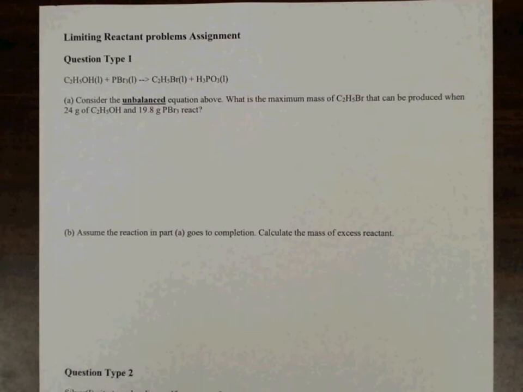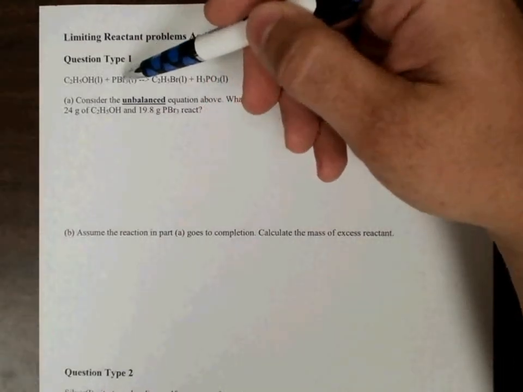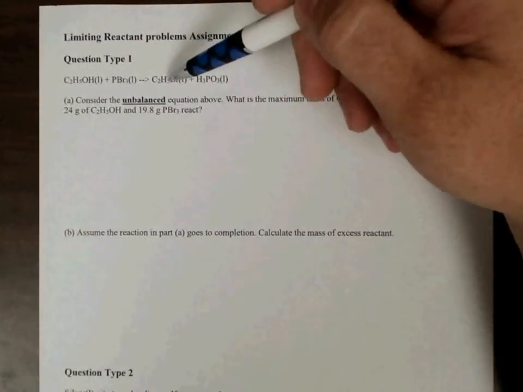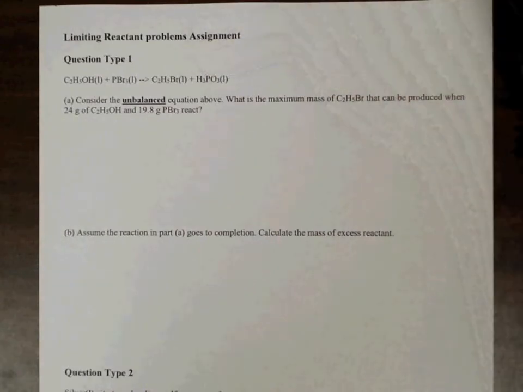And then you're going to have type 2 questions, which are going to be a word problem, which you have to convert and do a little bit more work on. So let's start with the type 1. All of these are going to start with an unbalanced equation. So we're going to have ethanol reacting with phosphorus tribromide to create bromoethane and phosphorous acid.